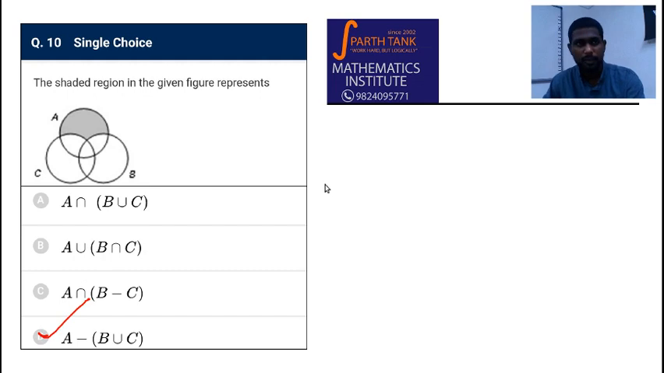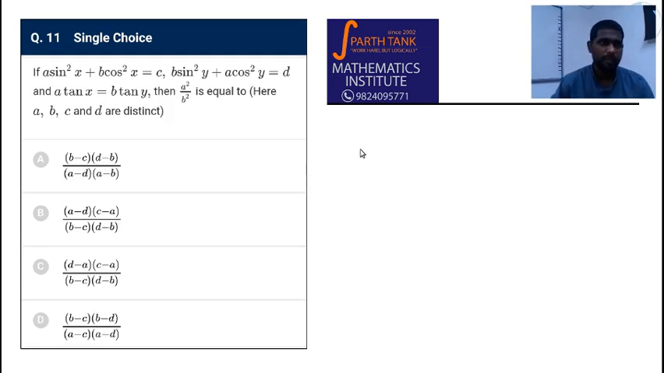Moving on to question number 11. If A sin squared x plus B cos squared x is C, B sin squared y plus A cos squared y is D, and A tan x is equal to B tan y, then A squared by B squared is equal to what? Here A, B, C, D are distinct. They are not equal to each other. So we'll have to get something in terms of tan in these equations. So let us divide. Take the first equation, A sin squared x plus B cos squared x is C.